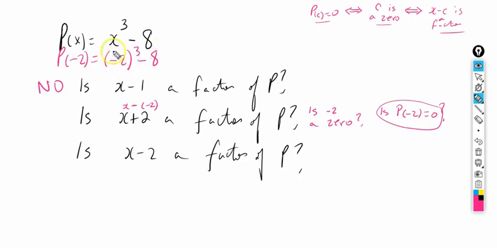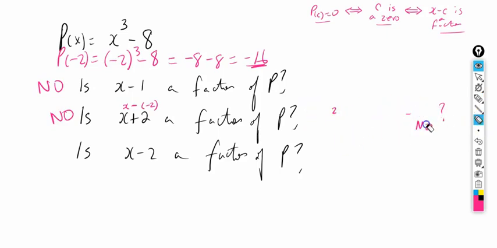Well, if the negative sign is inside the parentheses here and the power is odd, then we keep the negative sign. If the power is even, we lose it. So this will be the negative of 2 cubed, which is negative 8. So p evaluated at negative 2 is equal to negative 16. So is p evaluated at negative 2 equal to 0? The answer to that is no. Therefore, negative 2 is not a 0. Therefore, x plus 2 is not a factor. Okay.